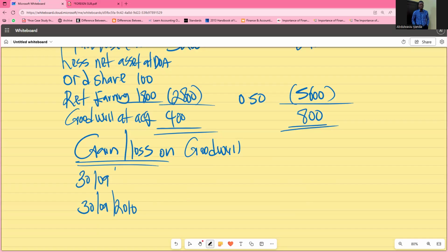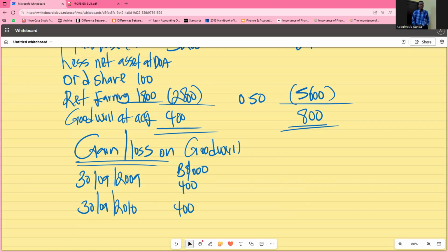Just do this is 2009, and this is 2010. So what you need to do is still, this is still the goodwill. The goodwill is not moving. So as of today, it is 400 here. It is also 400 here. The only thing that would not remain constant is the rate. The currency is not going to be the same. The rate will continue to change.